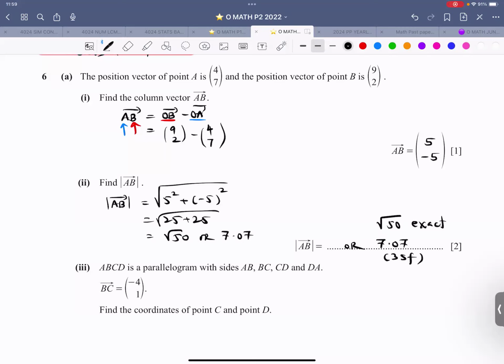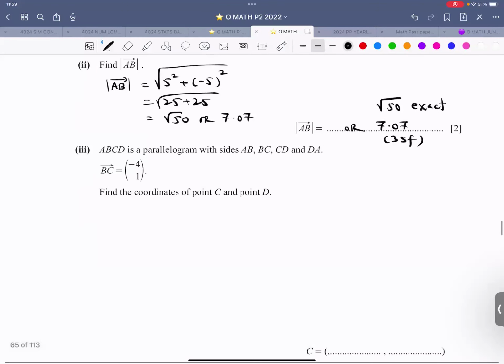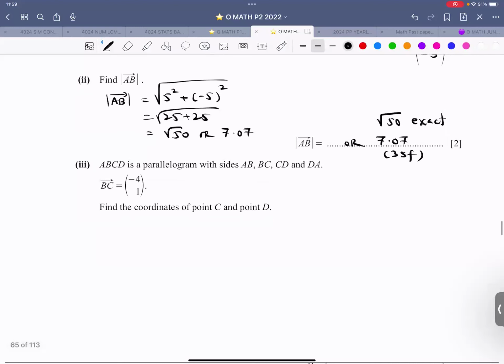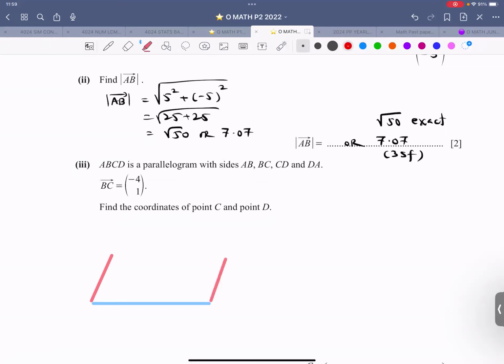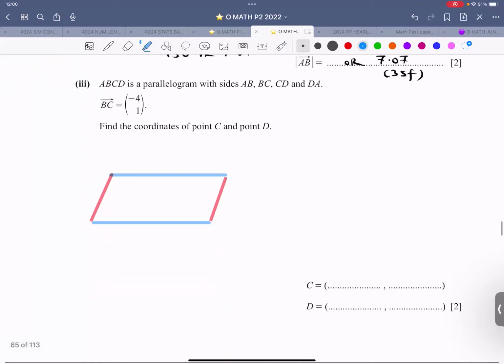Now the next one, it says ABCD is a parallelogram with sides such and such. BC is this. Find the coordinates of points C and D. So we are still using A and B and BC and AC and things like that. So first of all, let me draw a diagram. So just a rough diagram, something like this. And this red again. And it doesn't have to be exact. It's just for practical purposes. So A is 4, 7, B is 9, 2.